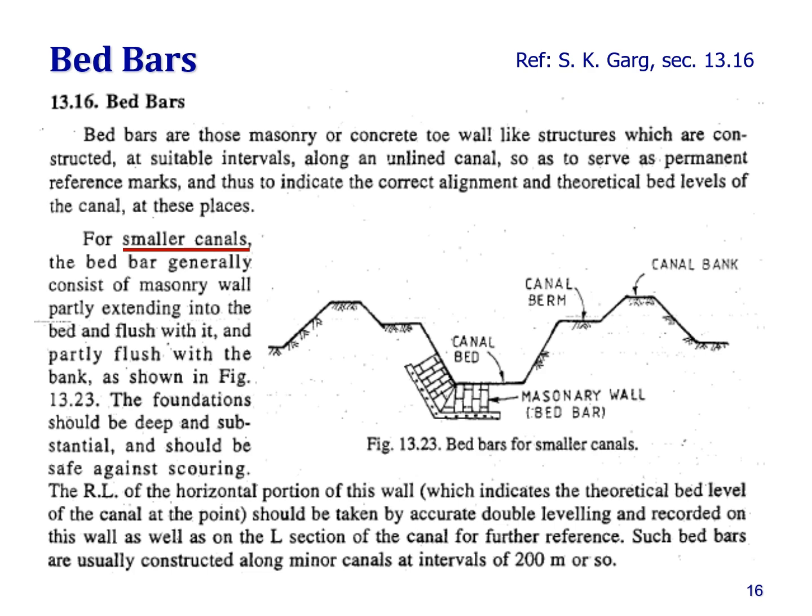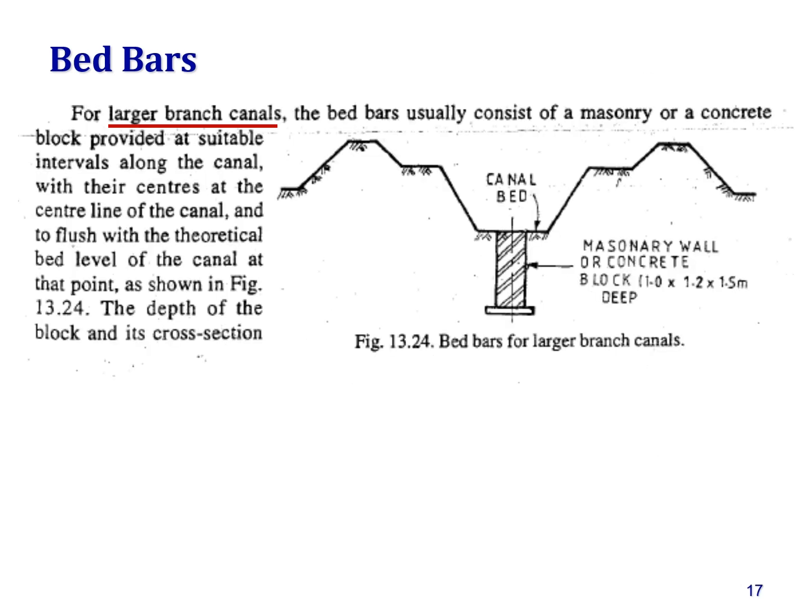So if you have these bed bars at regular interval, then those who are desilting the canal will know up to which limit they have to scrape off the extra soil. This is for smaller canals. For larger branch canals, you have a bed bar in the form of a vertical column around 1 meter by 1.2 meter in cross section and 1.5 meter in depth.